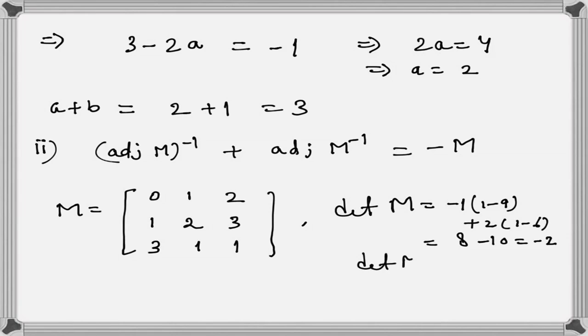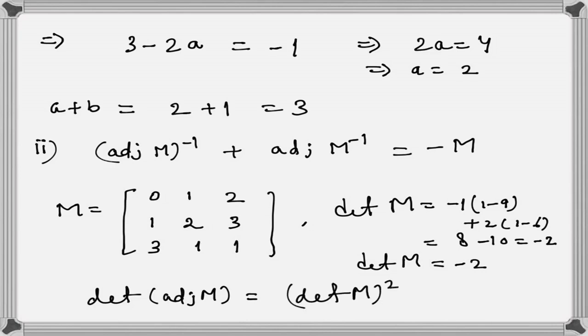So determinant of M is equal to minus 2. Okay, as we know, the determinant of adjoint of M is nothing but the determinant of M whole square, because M is 3 cross 3, so it's 4, which is not equal to 0. This means that the adjoint M matrix is invertible. All right, okay, so let's prove the expression.